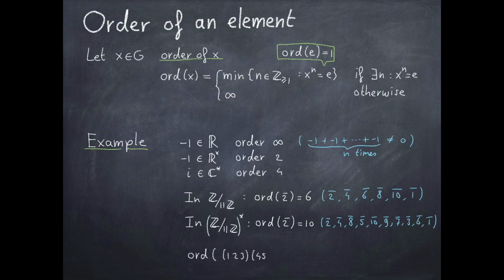The order of an element in the symmetric group can be easily determined if we first compute a decomposition of the element into disjoint cycles. Then the order of the element will be the least common multiple of the lengths of the cycles in the decomposition.